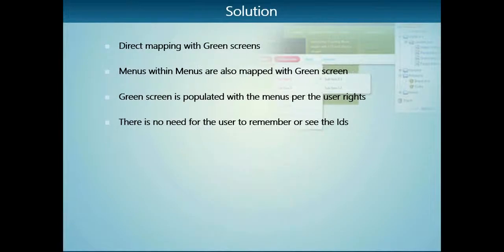We implemented the direct mapping with the green screen. The green screen is already showing the menu and taking care of the user roles and rights. It means it is only showing those menus to the user which he or she can access. So we replicated the menu screen as is, but in a modernized manner, of course.